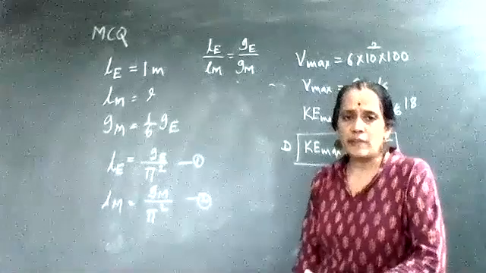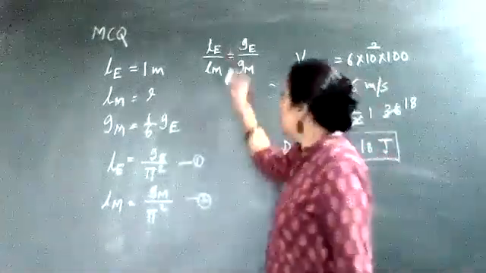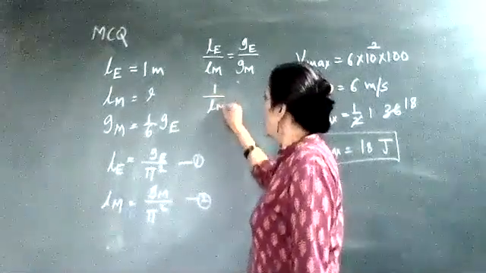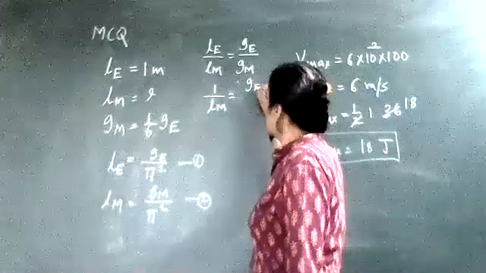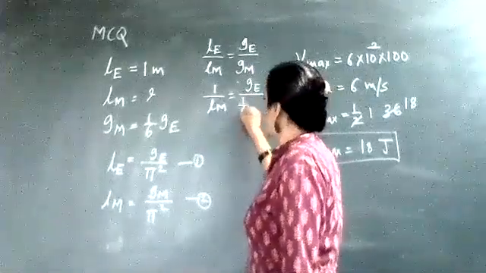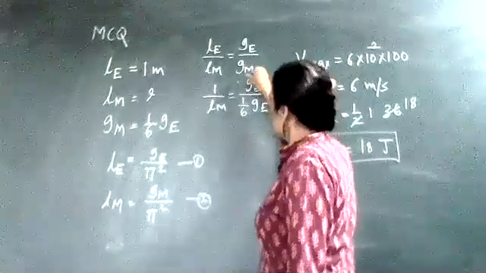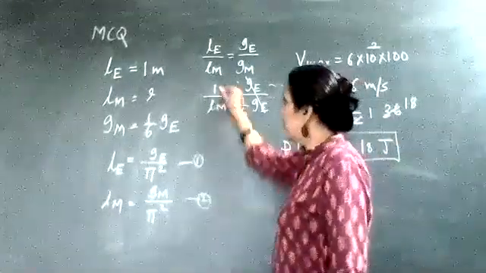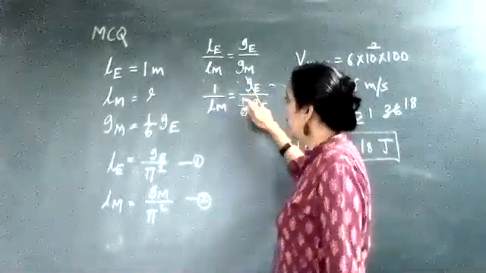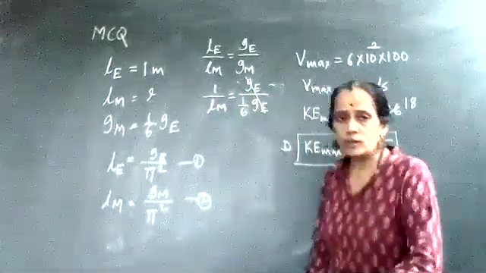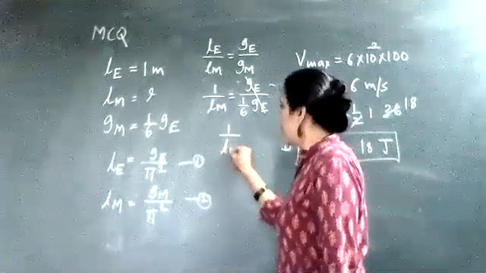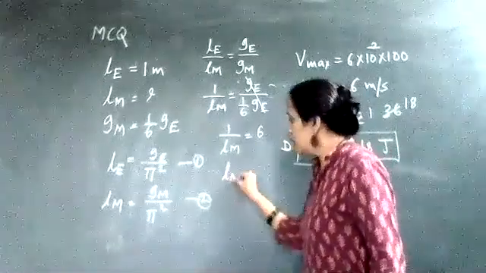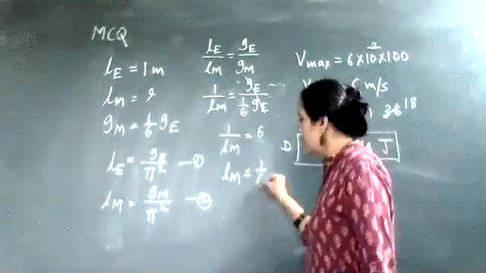And now I'm going to substitute the values. On Earth's surface the length is 1 meter, divided by L_M, which is equal to g_E divided by g_M. g_M is 1/6 g_E, so this g_E factor will get cancelled. I'm getting 1 upon L_M, and 1 divided by 1/6 means 6 goes to the numerator. So 1 upon L_M is equal to 6. So the length of the second pendulum on the Moon surface is equal to 1/6.